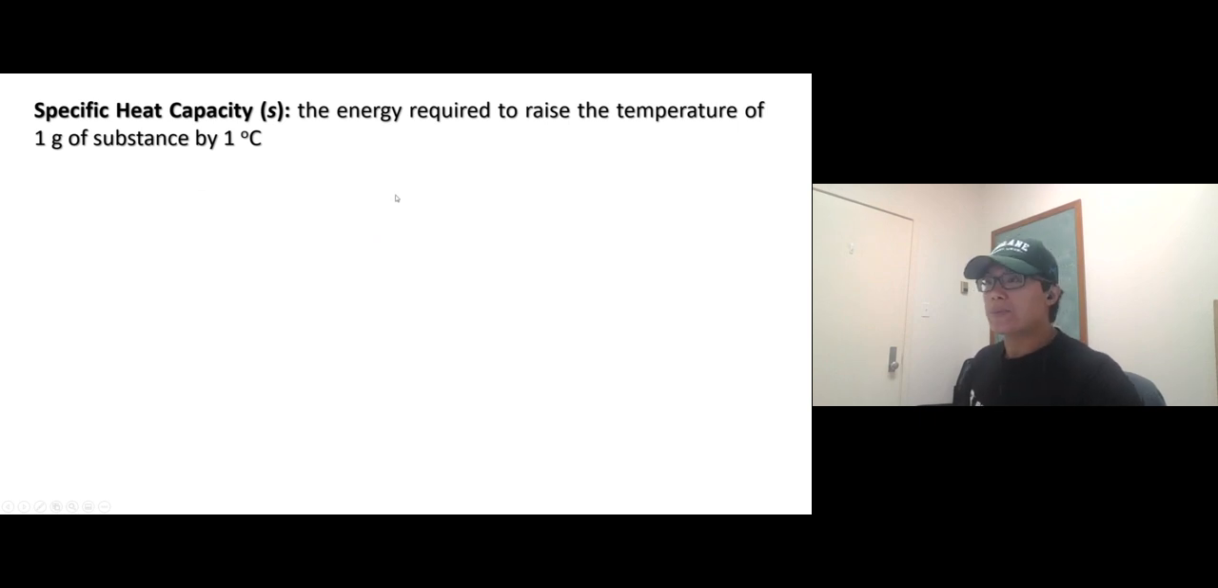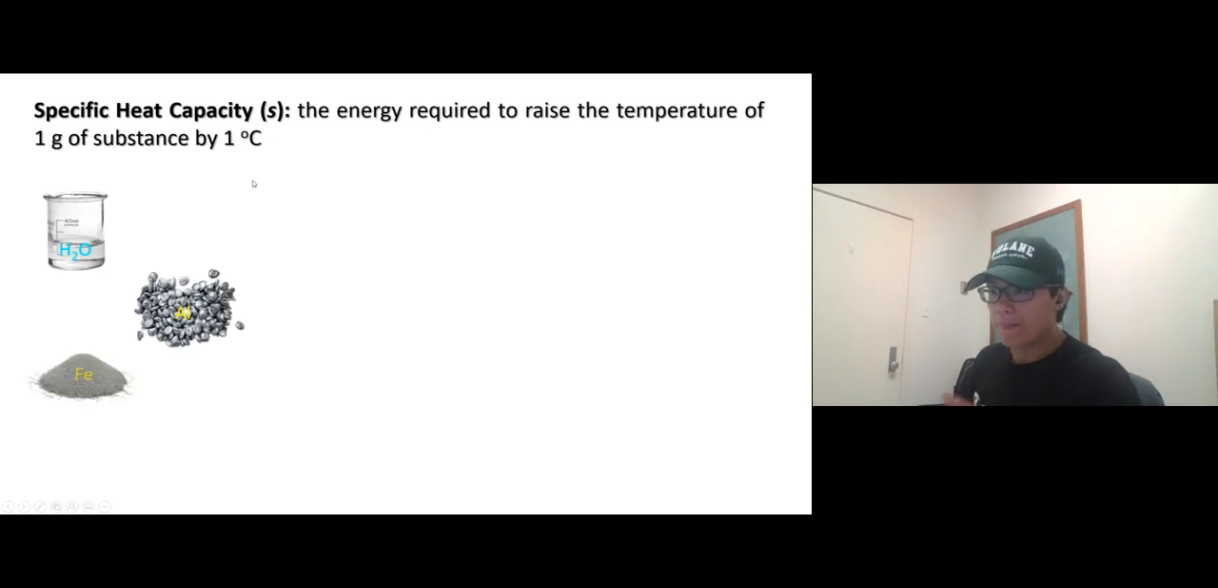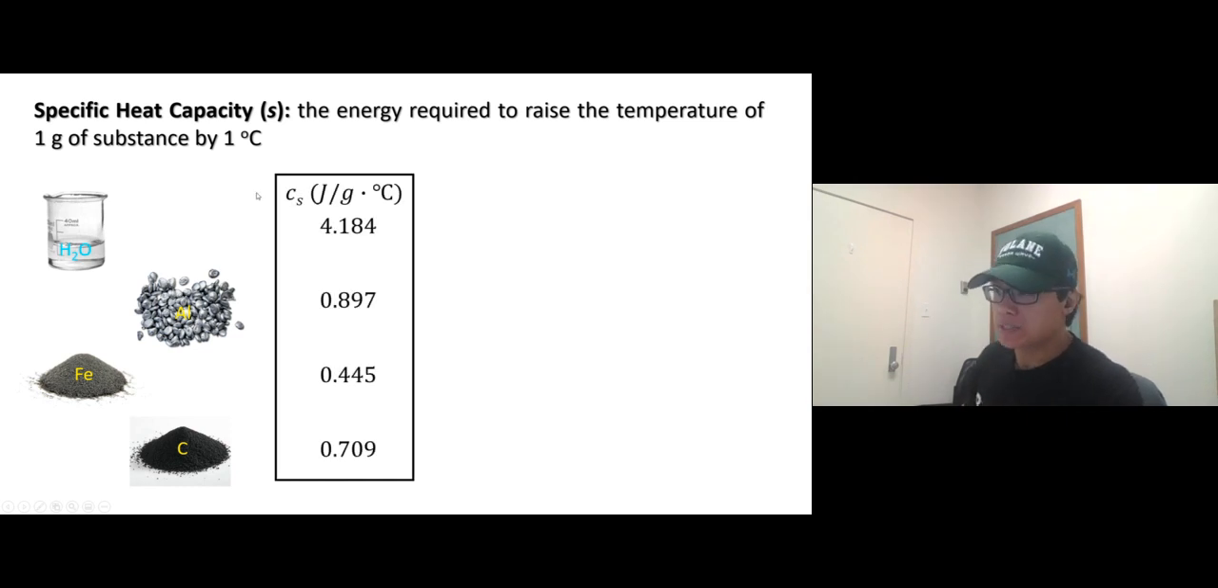All right, let me define the specific heat capacity real quick. The specific heat capacity is the energy required to raise the temperature of 1 gram of a substance by 1 degree. Here's the meaning of it. If I have the same amount, same weight, of water, aluminum, iron, and carbon, these are the specific heats for each substance. Water has a specific heat of about 4 joules per gram per Celsius, which means that to raise the temperature of water by 1 degree, that's the heat you need to add. This is per 1 gram of water.